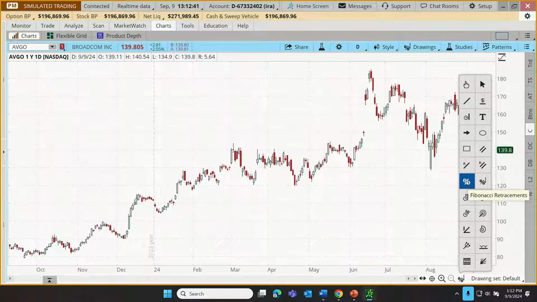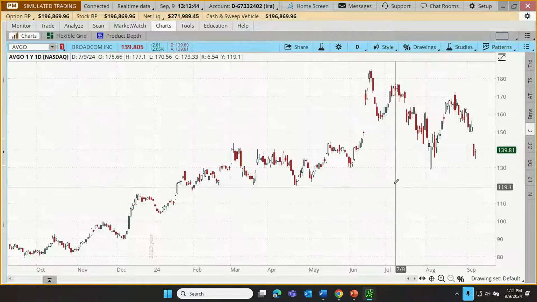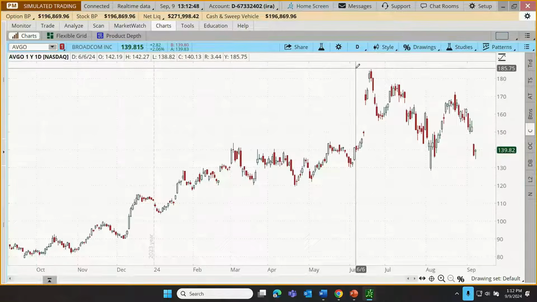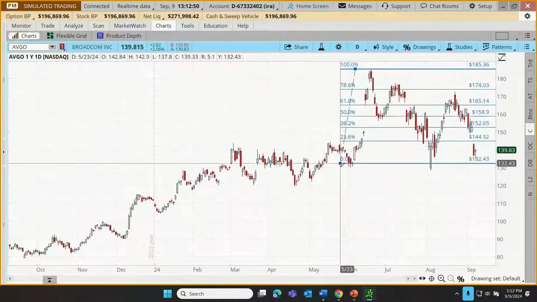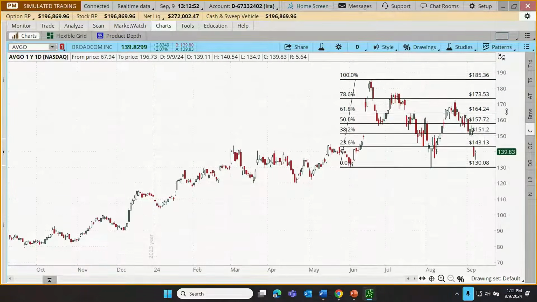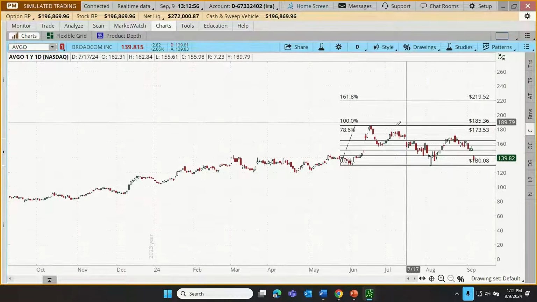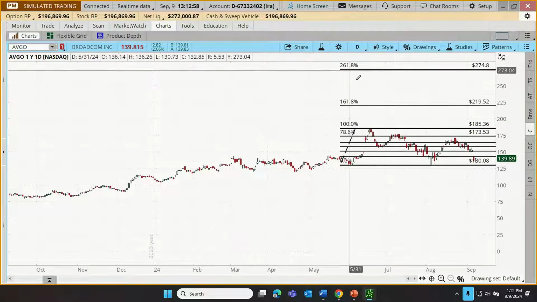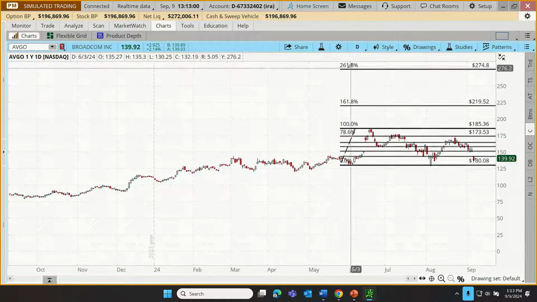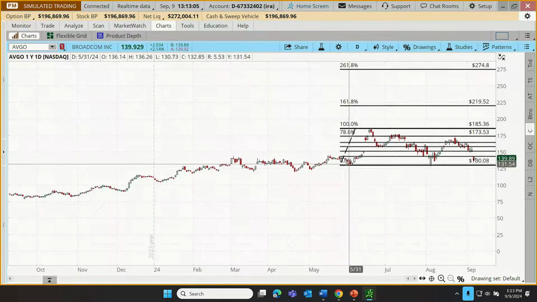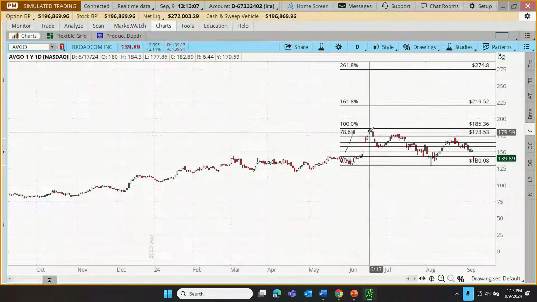But let me just show you something here. If I go back to my Fibonacci retracements, here's a great big move right there. Okay. Let me just draw from the top to the bottom. And as I do that, you'll notice we get these lines drawn above that move. Okay. 161.8, 261.8.